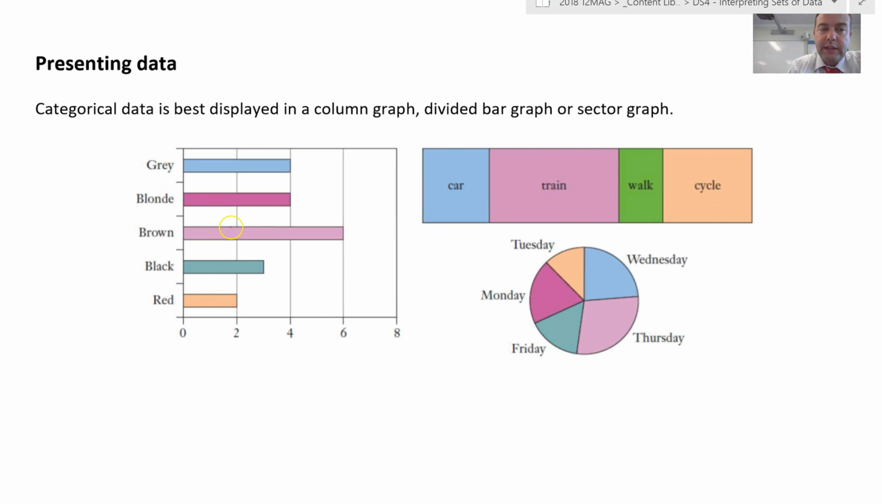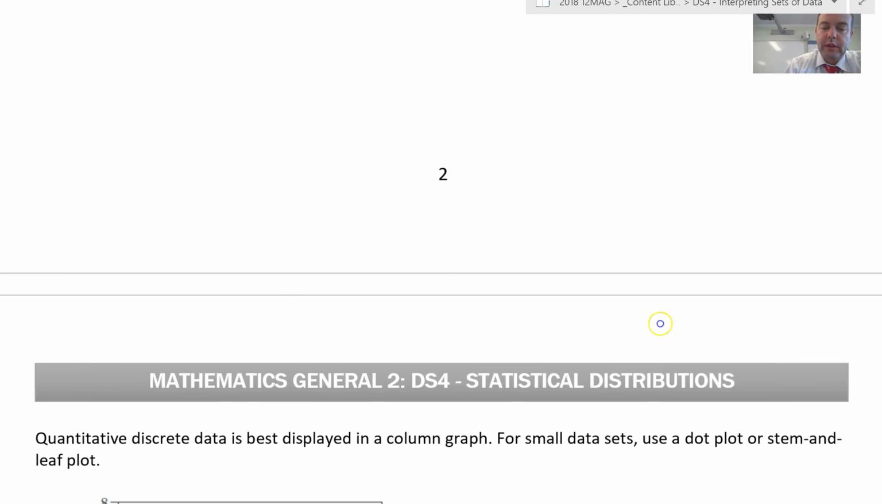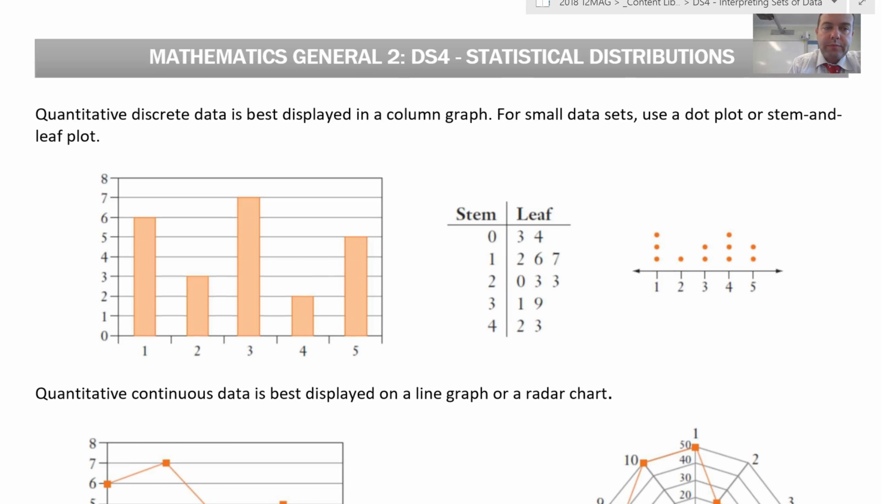Let's have a look at how we might use these in an example quickly. Also, graphs. What's this thing? Generally, I would call this a column graph, even though it's on its side. A divided bar graph and a sector graph, not a pie chart. Now, discrete data often works well with a column graph, okay, because they have very particular finishing points, right? Small data sets, dot plots, that's this, or a stem and leaf plot, can be good.